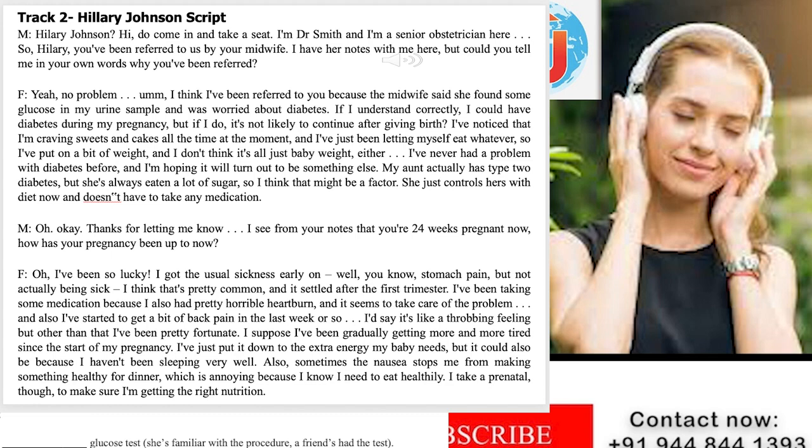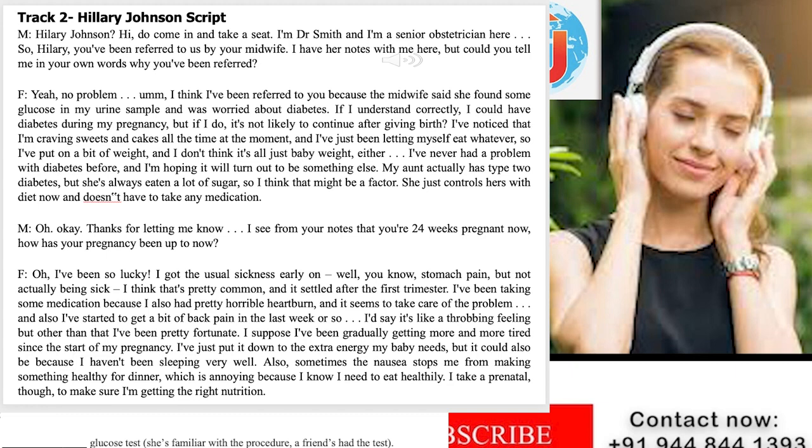I think I've been referred to you because the midwife said she found some glucose in my urine sample and was worried about diabetes. If I understand correctly, I could have diabetes during my pregnancy, but if I do, it's not likely to continue after giving birth. I've noticed that I'm craving sweets and cakes all the time at the moment, and I've just been letting myself eat whatever. So I've put on a bit of weight, and I don't think it's all just baby weight either. I've never had a problem with diabetes before, and I'm hoping it'll turn out to be something else.